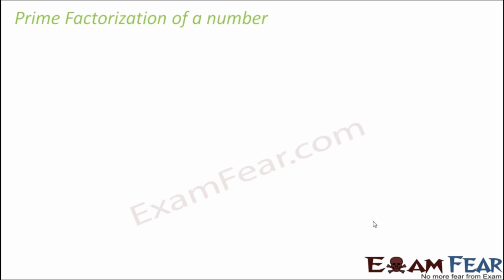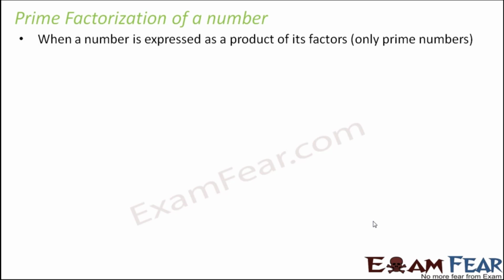Now that we are clear with the concept of prime numbers, factors, common factors and multiples, it is time that we introduce a very interesting concept called prime factorization of a number. So factorization, what is the meaning of factorization? Factorization means writing a number in terms of its factors. When a number is expressed as a product of its factors, we say that the number has been factorized, or that is called factorization of a number. Basically, writing a number as a product of its factors.